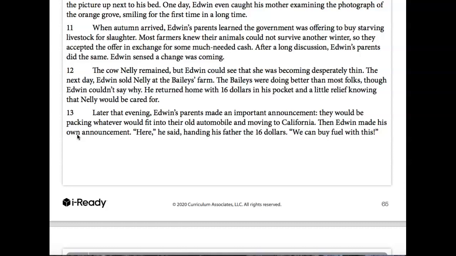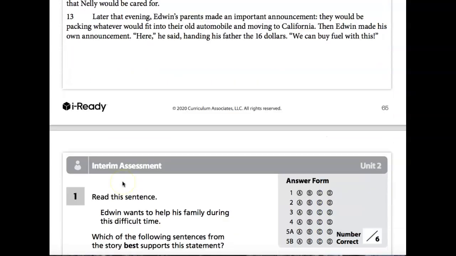The cow Nellie remained, but Edwin could see that she was becoming desperately thin. The next day, Edwin sold Nellie at the Bailey's farm. The Baileys were doing better than most folks, though Edwin couldn't say why. He returned home with $16 in his pocket and a little relief knowing that Nellie would be cared for. Later that evening, Edwin's parents made an important announcement. They would be packing whatever would fit into their old automobile and moving to California. Then Edwin made his own announcement. "Here," he said, handing his father the $16, "we can buy fuel with this."